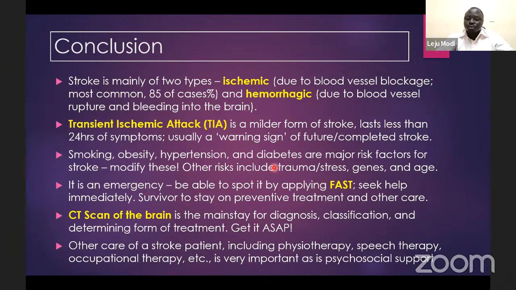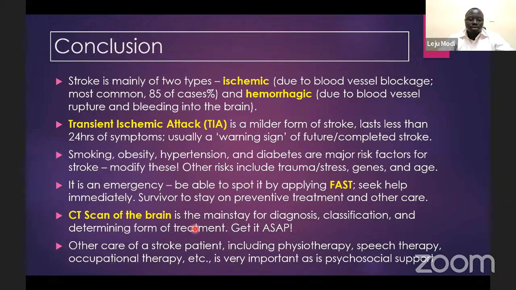Let's be able to spot it as early as possible. We can apply the FAST, which is looking at the face for any changes, looking at the arms and the legs for any changes and inability to use them, listening to the speech of the patient and identifying abnormalities, and then acting as fast as possible within a specific time.